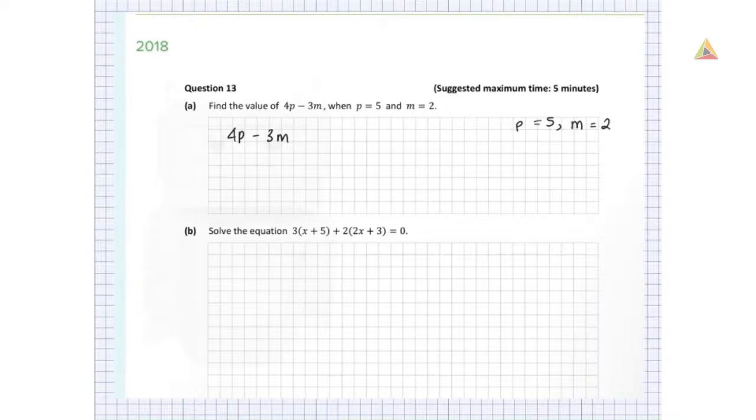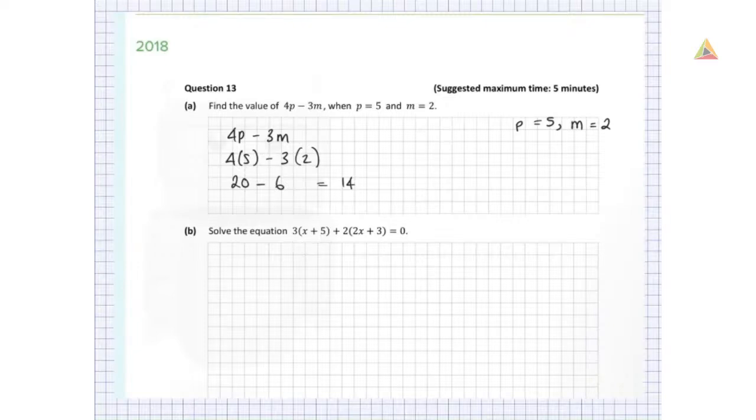So anywhere you see p, you're going to put in 5, and anywhere you see m, you're going to put in 2. So 4p is going to be 4 by 5, take away 3 by m, so 3 by 2. 4 by 5 is 20. Take away 3 by 2 is 6. 20 minus 6 is 14. Now the next question, solve the equation.